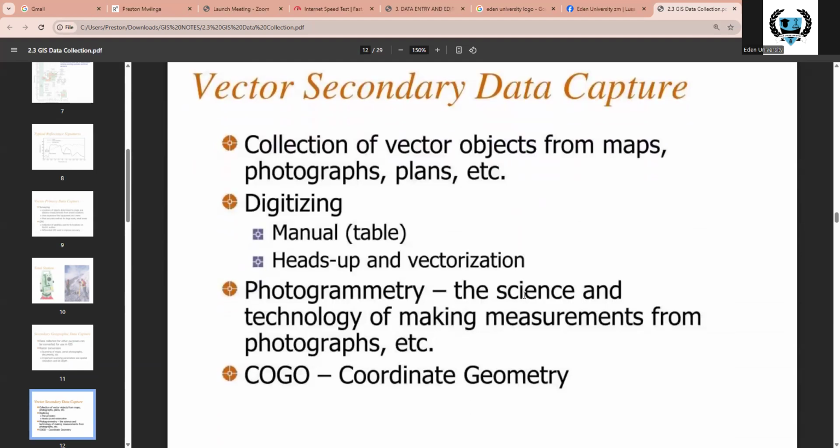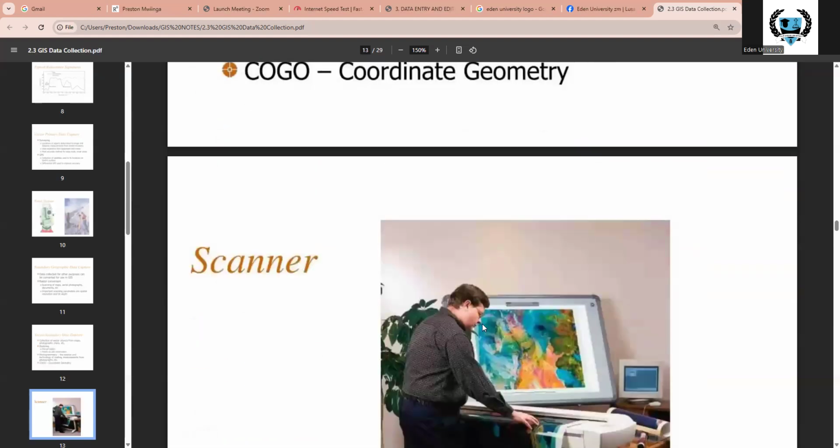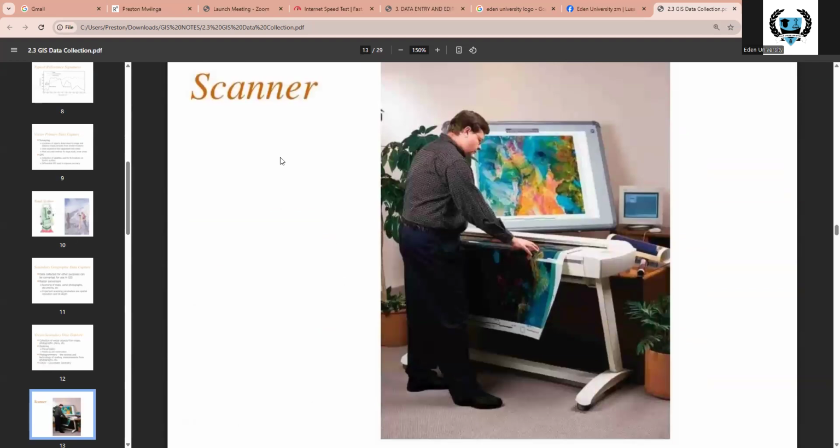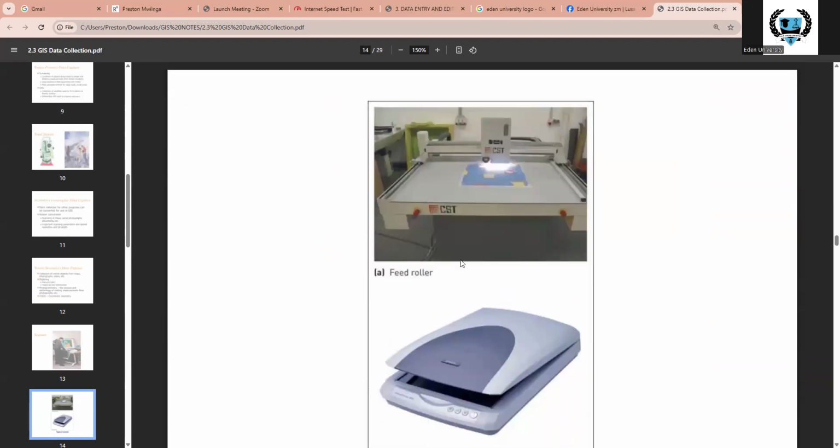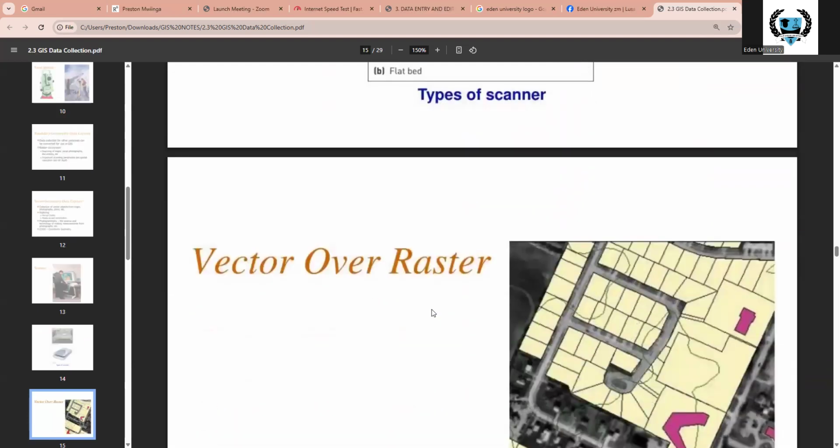Vector secondary data capture. So collection of vector objects from maps, photographs, plans, digitizing, manual and heads-up, and vectorization. Photogrammetry, the science and technology of making measurements from photographs, using coordinate geometry. So scanner, we have someone who is actually doing the scanning from the map. In types of scanners, we have the feed roller and the flatbed.